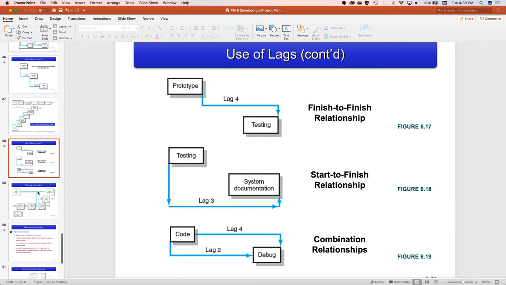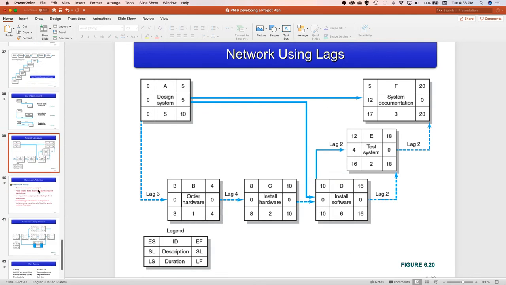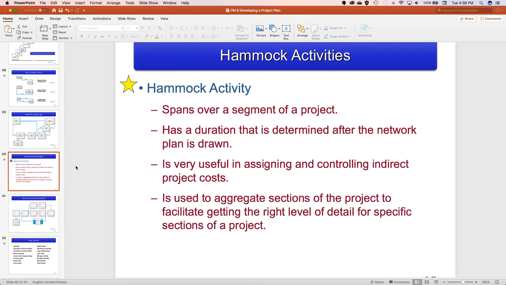Okay. So we'll skip slide 38 as well. We don't really need that one. And not that one either. But we do need this one. This is the idea of that Hammock activity that I was telling you about. It spans over a segment of a project. The duration is figured out after the network diagram is done, after everything is already put. You figured out your critical path and everything else, and then you say, okay, this Hammock activity can be done anywhere else, right? This is where you put your indirect project costs.